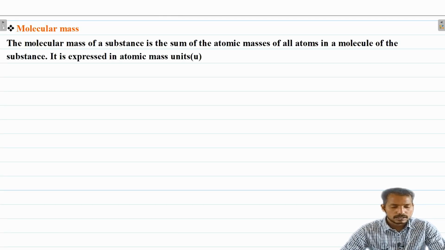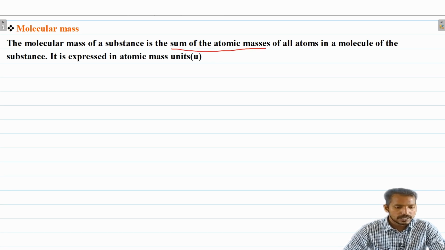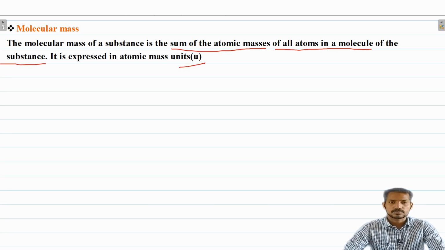The molecular mass of a substance is the sum of atomic masses of all the atoms in a molecule of the substance, and it is expressed in the atomic mass unit. That means how to calculate the molecular mass of a molecule. Simply, molecular mass is the mass of a molecule. It is the sum of the masses of all the atoms present in that substance or the molecule.